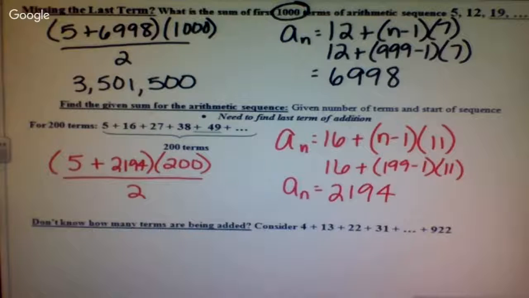Okay. When I plug that in, what is my sum of all of these numbers that go from 5 to 2,194? Okay, that's right. Wait, never mind. Good? Yep.